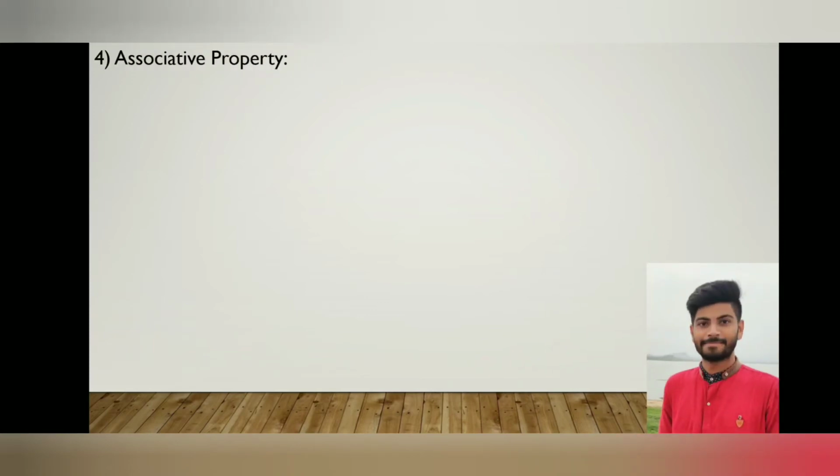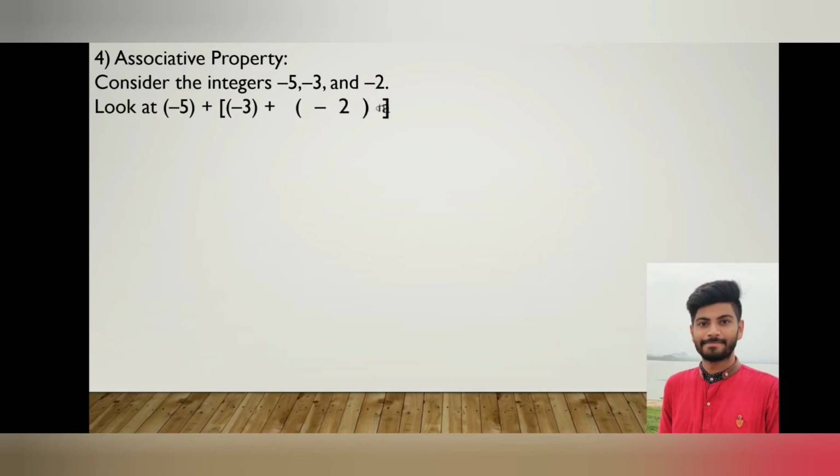Now, the next property is the associative property. Let's see one example. We have three integers: minus 5, minus 3, and minus 2. First we will add minus 3 plus minus 2, and at last we will add minus 5. And also we will first add minus 5 plus minus 3, and at last add minus 2. We will check if the answer changes or not.